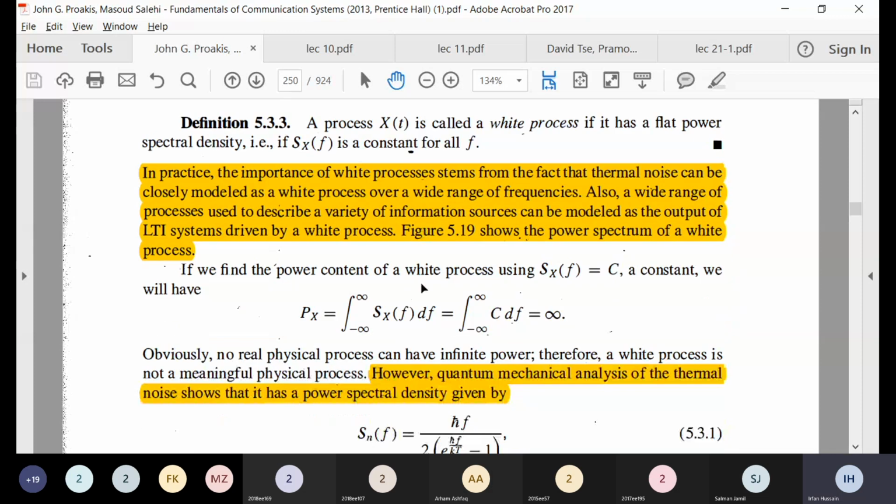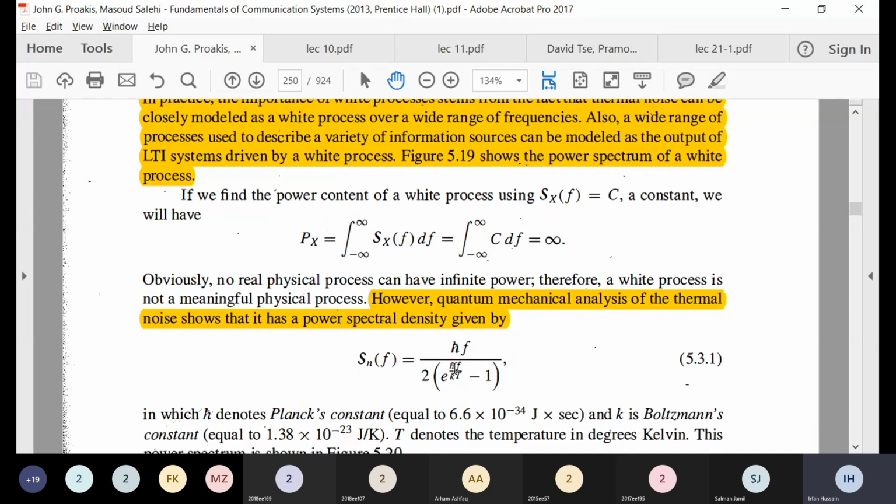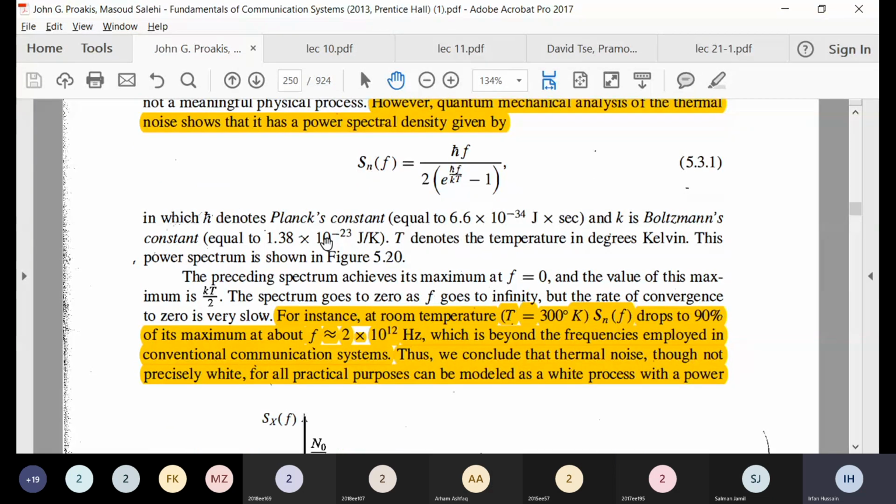Now the problem is that if it is a white process, then from minus infinity to infinity, the power will become infinite. But actually, it's not so simple. It is not the same height for all frequencies. It is actually given by this formula. We don't have to go into the detail of this formula. But overall, you can write this height as kT over 2.